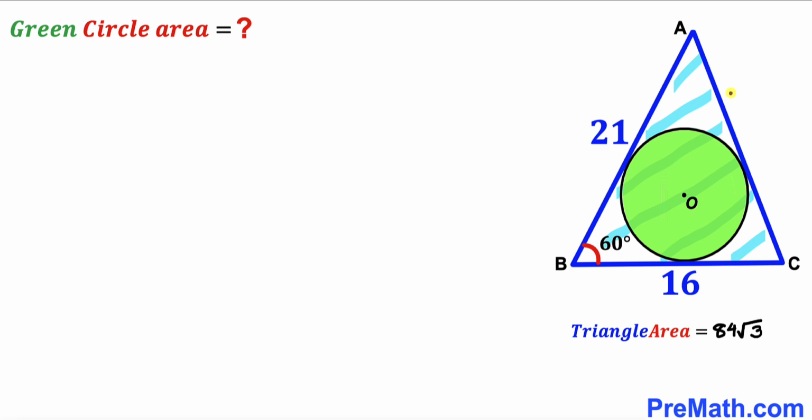Now let's focus once again on this blue triangle ABC, and I'm going to label its side lengths. I'm going to label this side as lowercase a, this side lowercase b, and this side lowercase c. Our lowercase a value turns out to be 16, lowercase c value turns out to be 21. Now our task is to find this side length b.